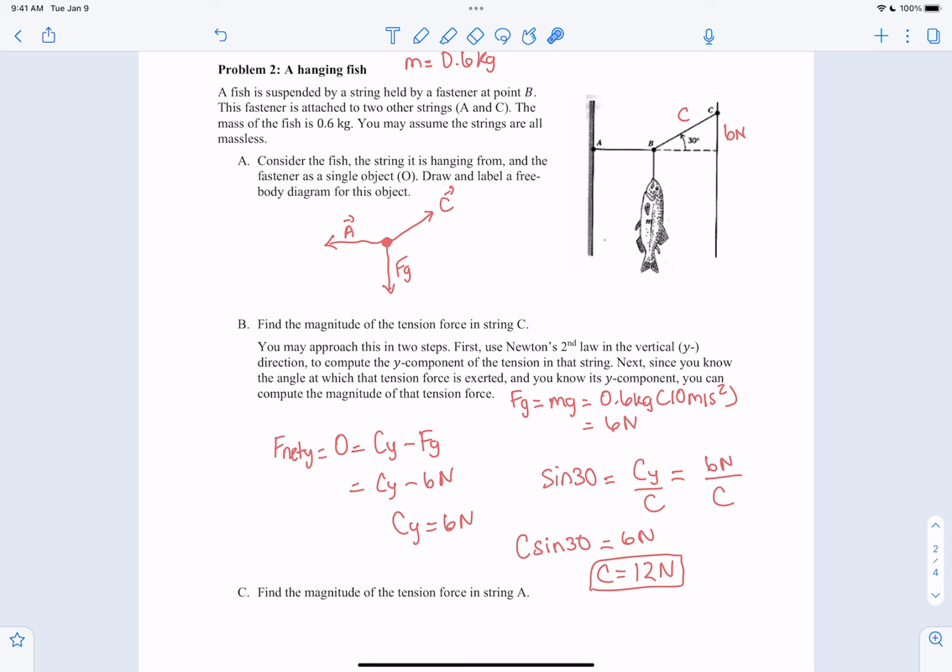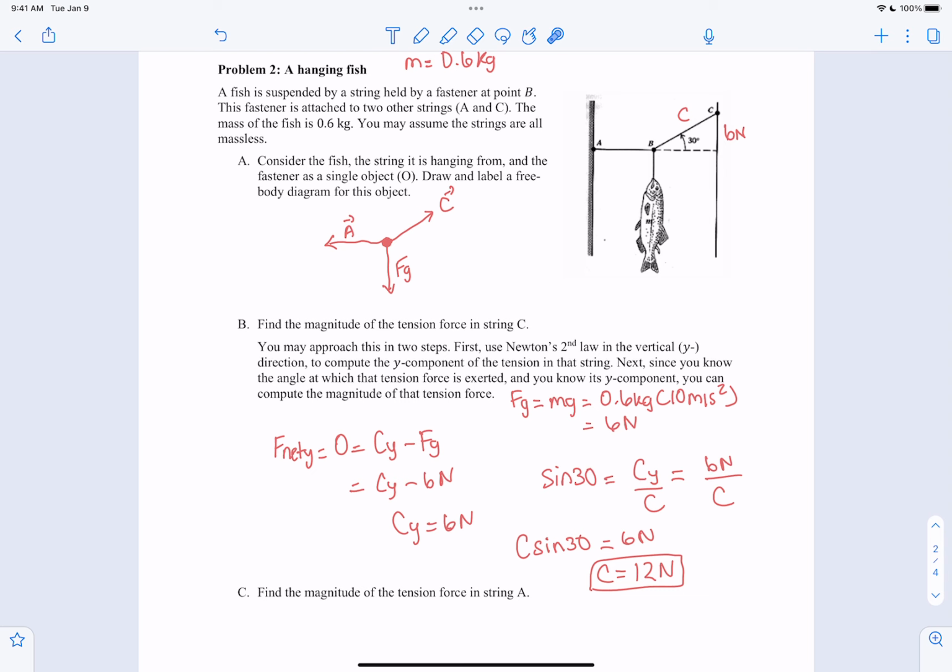Why do we set sine 30 equal to CY over C? So, okay, you guys are all right. Now I'm really second guessing myself. So this is string C, right? And so we have CY, and we know that's 6 newtons, unless I did this part wrong, but I'm hoping this is 6 newtons.